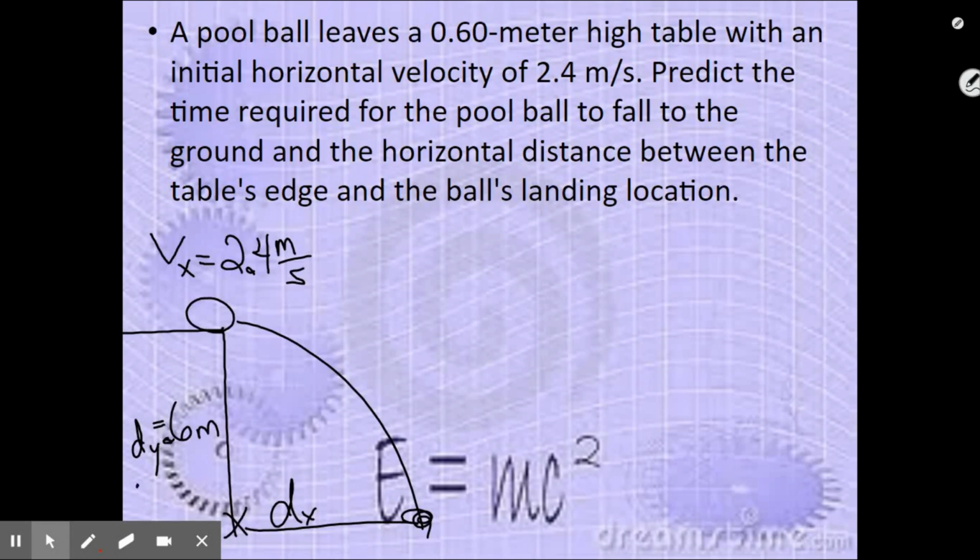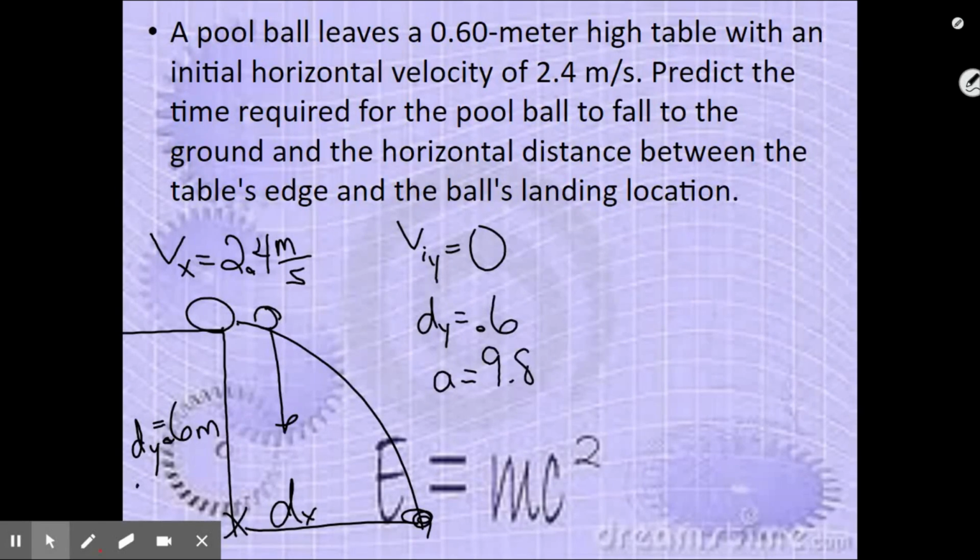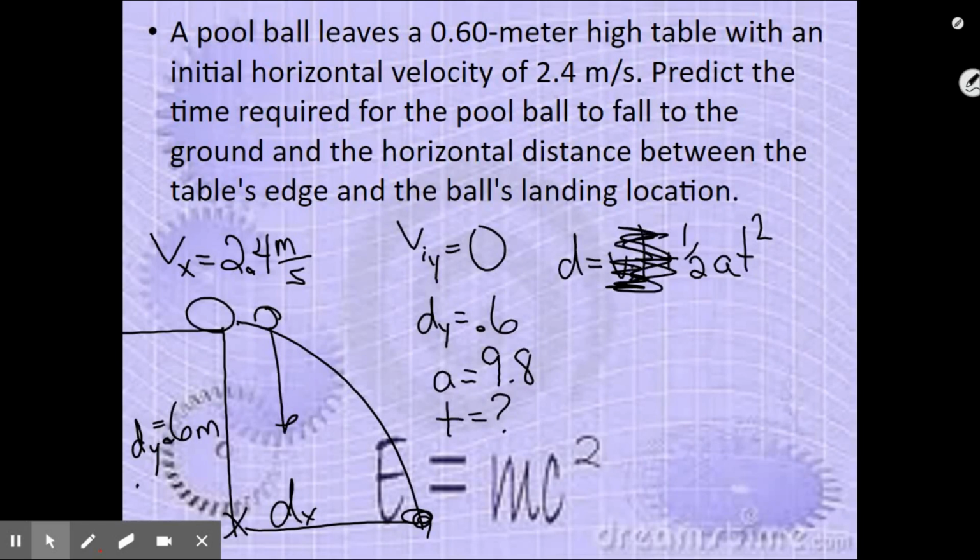So if I know dy, we can go back to the equation in the y direction. Initial y, when we're dropping something, and if this was out here, and we just held it and dropped it down, my VIY is going to be 0. So we can use that same piece of information. So then we know dy is 0.6. We know acceleration, falling, is 9.8. We're trying to find t. So we can use d equals VIT plus 1/2 AT squared. VI is 0, so that's going to go away.